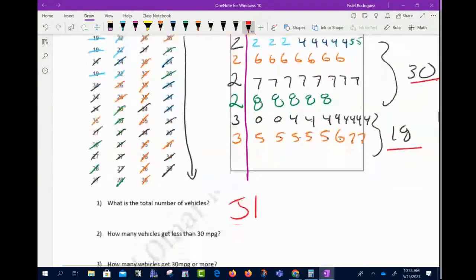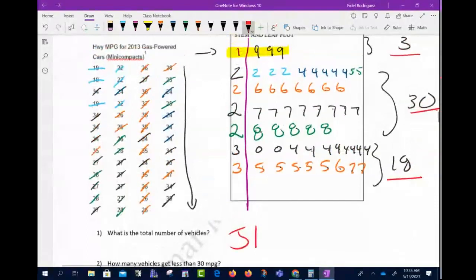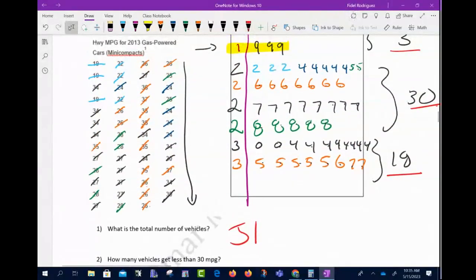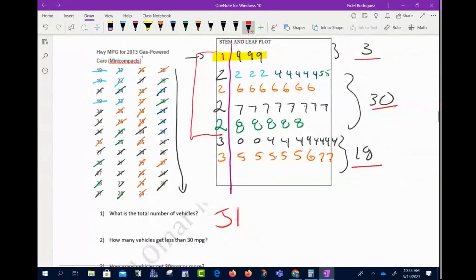There's 51 vehicles. Okay. How many vehicles get less than 30 miles a gallon? Less than 30 would be, that means that they get in the teens or in the what? Or in the 20s. How many got in the teens or in the 20s?